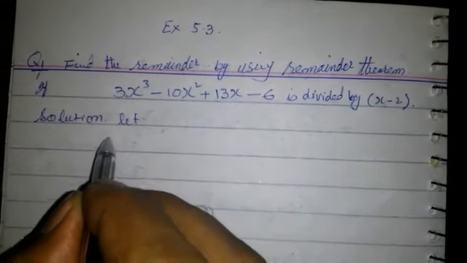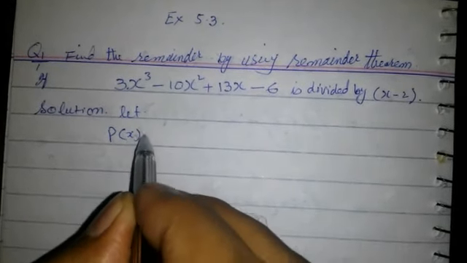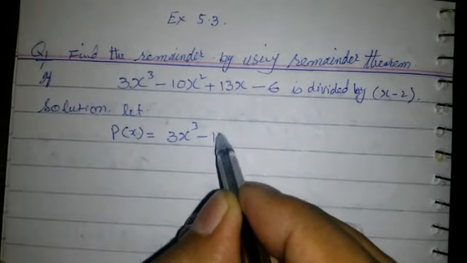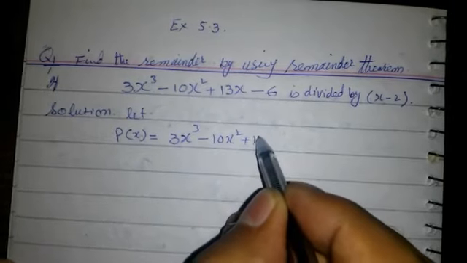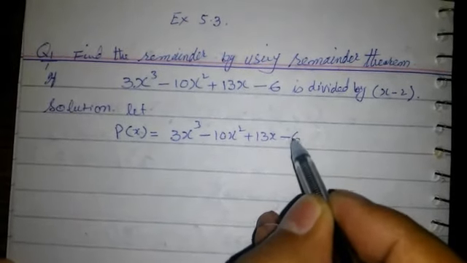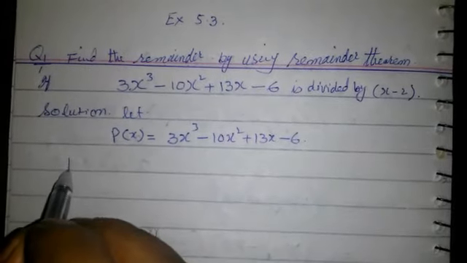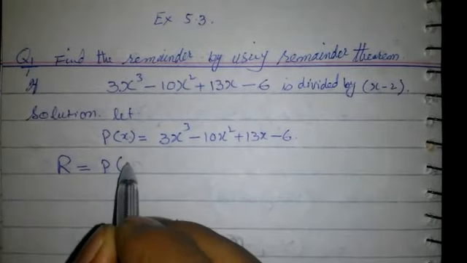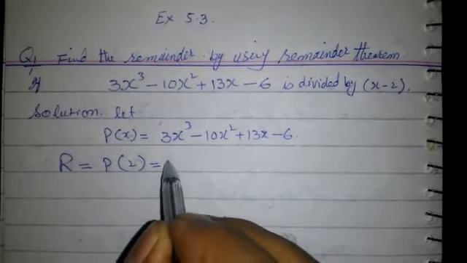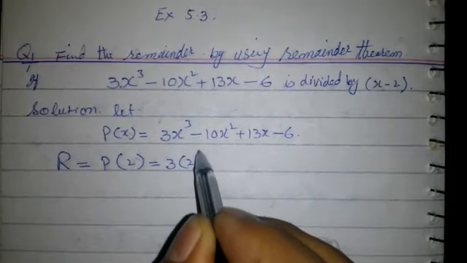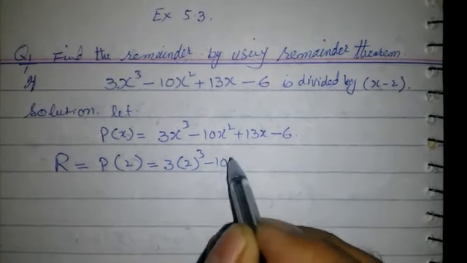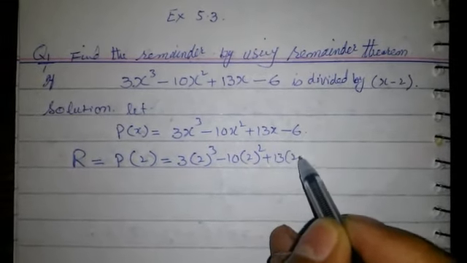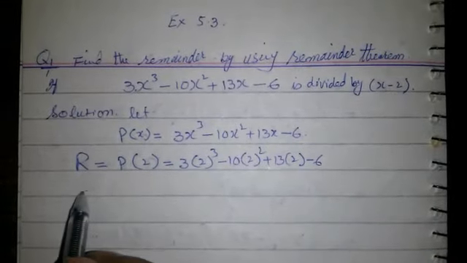Let p of x is equal to 3x cube minus 10x square plus 13x minus 6. Remainder r is equal to p of 2, which is equal to 3 into 2 to the power 3 minus 10 into 2 to the power 2 plus 13 into 2 minus 6.